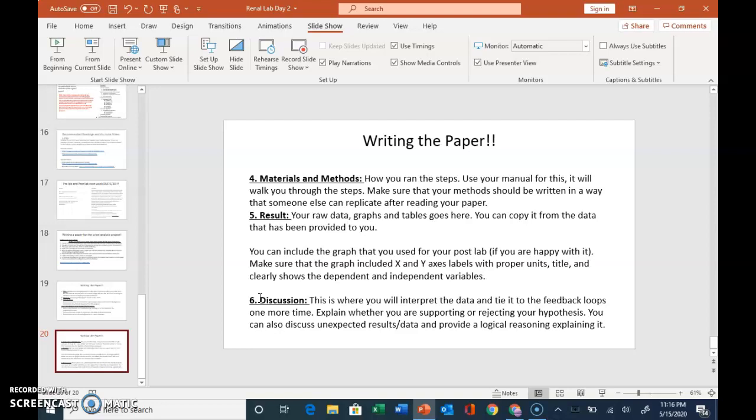At any point, if something is unclear, feel free to reach out. But at this point, I really want you to spend a lot of time understanding the feedback loops and realizing how your body is working to bring things back into homeostasis when something is offset. Okay, so again, don't beat yourself up for this paper. Quality is really important. It can be short, but it has to be good quality. All right, thank you, class.